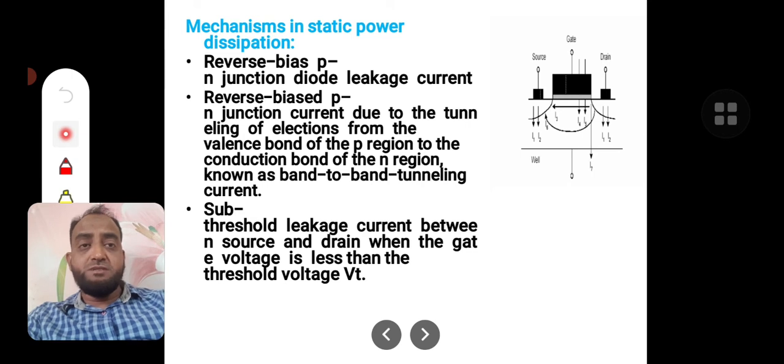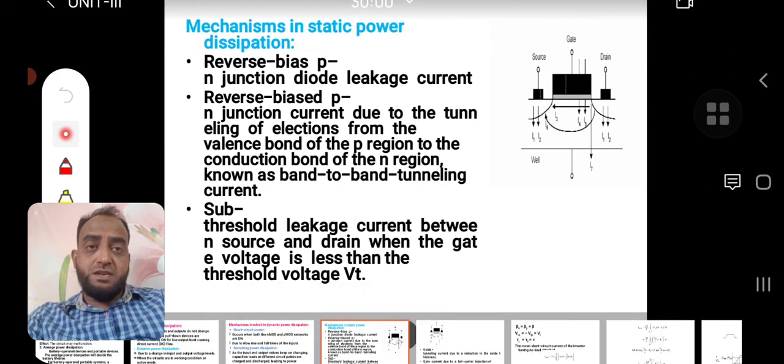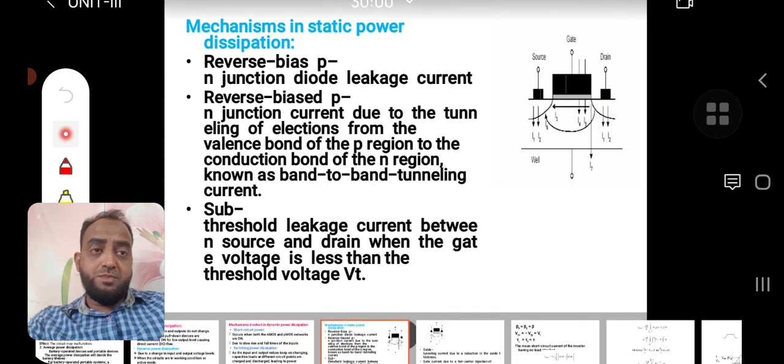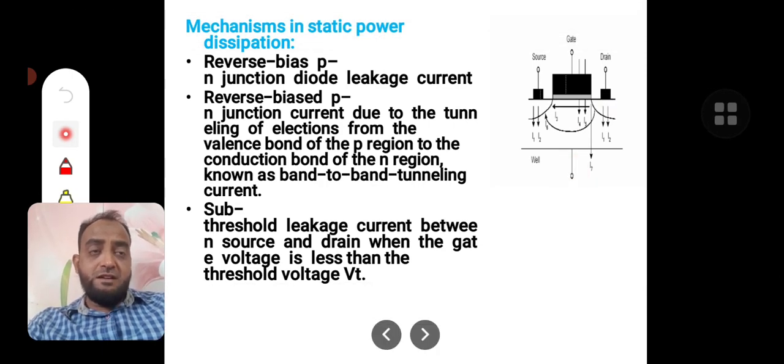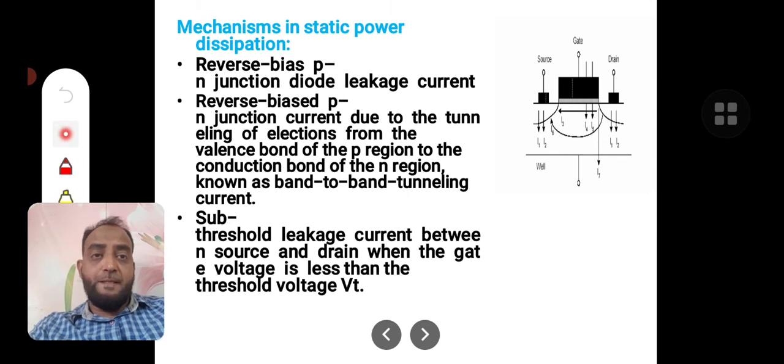The first one is reverse bias PN junction diode leakage current. Consider if this substrate is a P substrate, and definitely these diffusions, source and drain, will be N-type. N-type and P-type together is a junction, a PN junction. If the N-type is connected to the positive supply and the P-type is connected to ground, that is nothing but reverse bias. Every reverse bias diode will have some leakage current. That current is called reverse bias PN junction leakage current. Got my point? Here I1 and I2 both currents are reverse bias leakage currents.